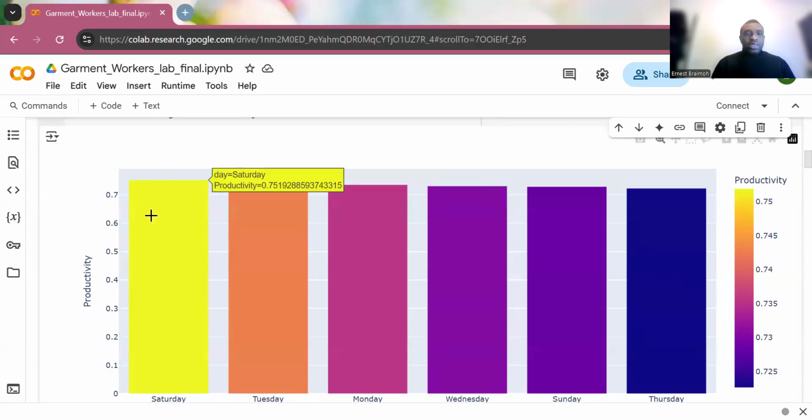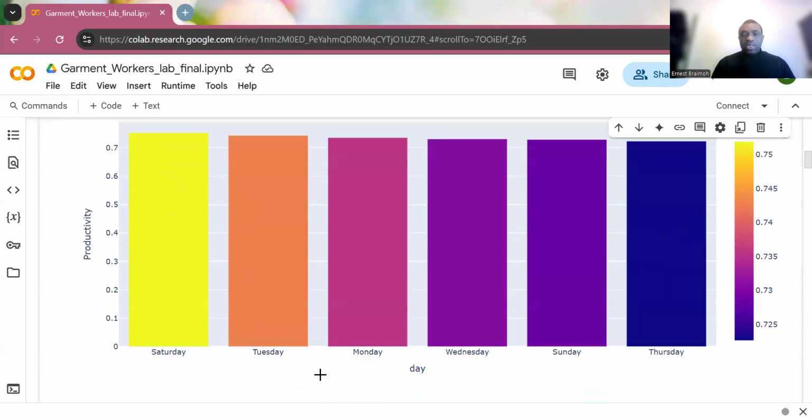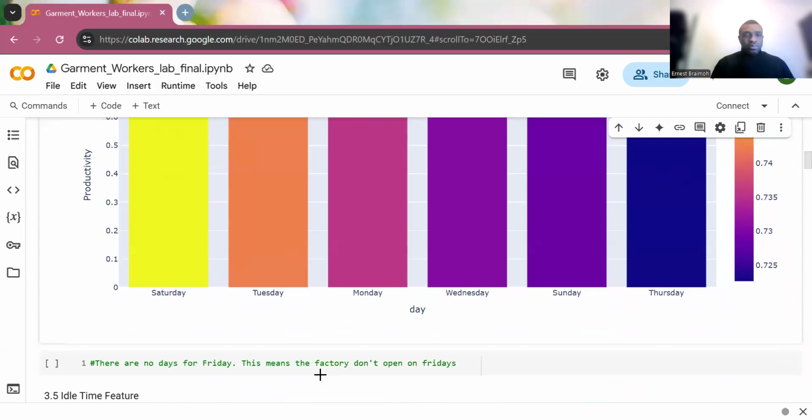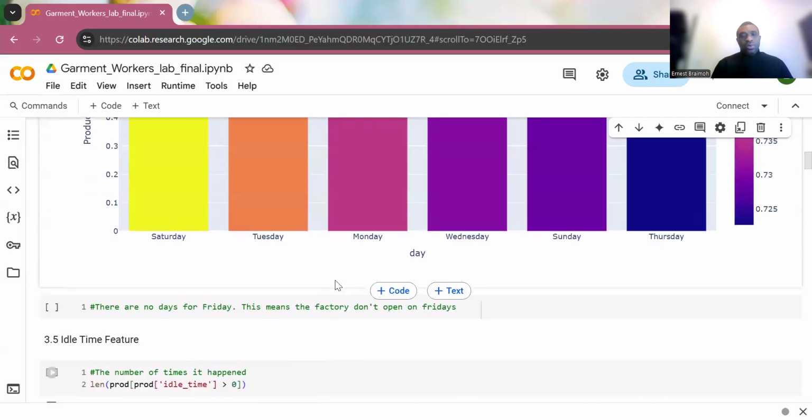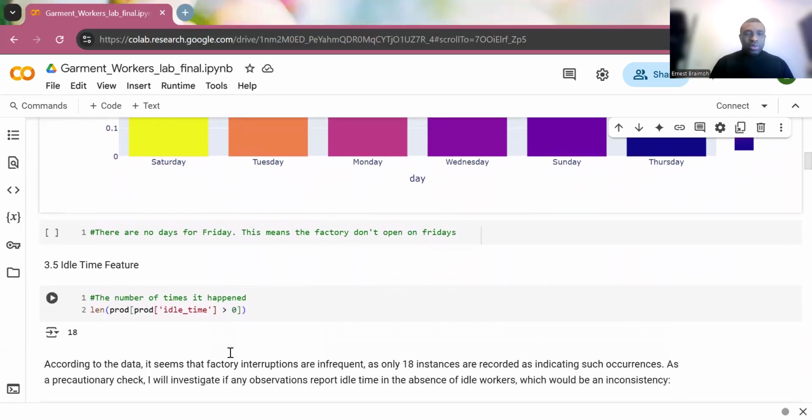Now I can see the intensities on Saturday. They work so much on Saturday because they rest on Friday. They don't work on Fridays. Most likely Friday is a holiday for the whole factory, and maybe they have their reasons for closing down on Friday.